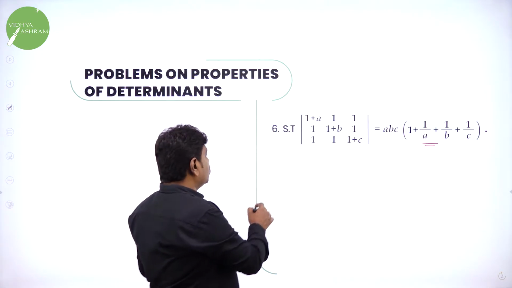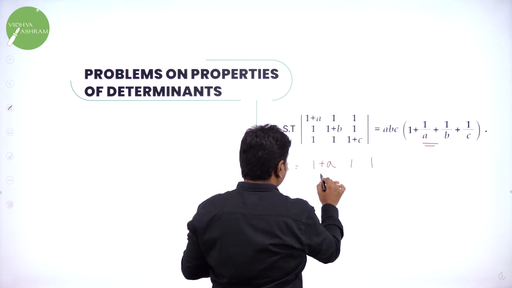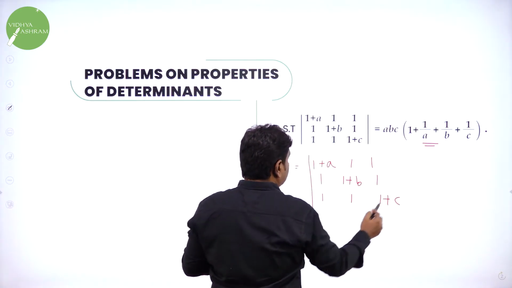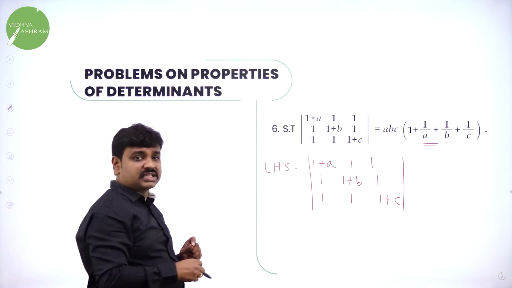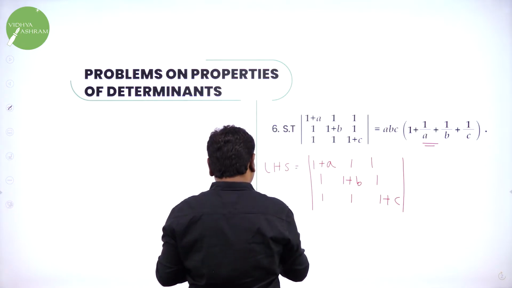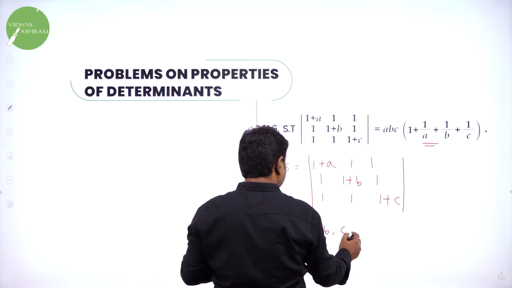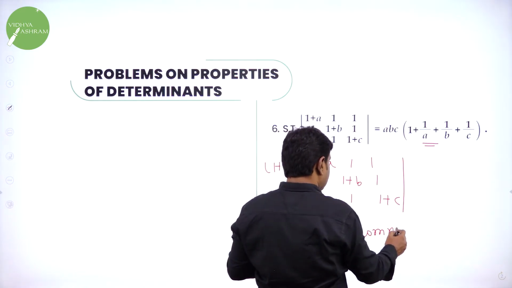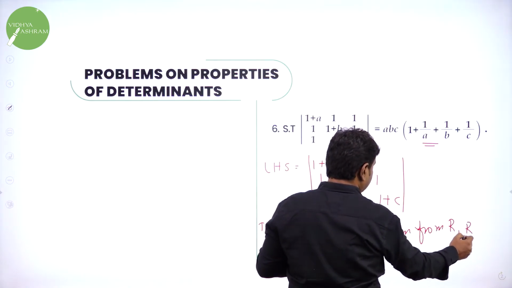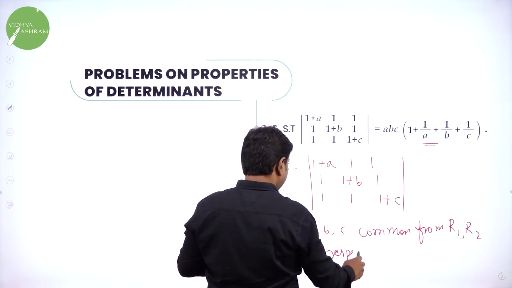So that's why we take the LHS, that is 1 plus A, 1, 1, 1, 1 plus B, 1, 1, 1, 1 plus C. I have taken this. Now, to get 1 by A, 1 by B, 1 by C, I will take common. So now, taking A, B, C common from R1, R2 and R3 respectively.